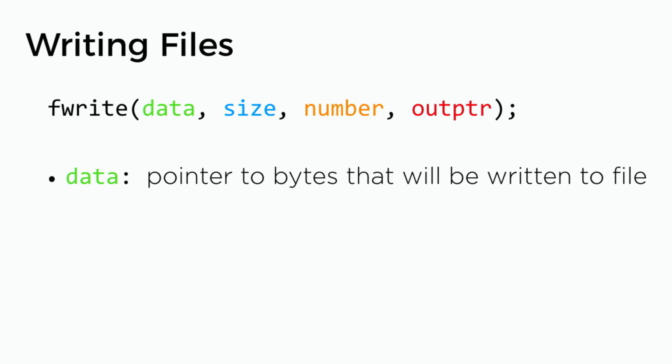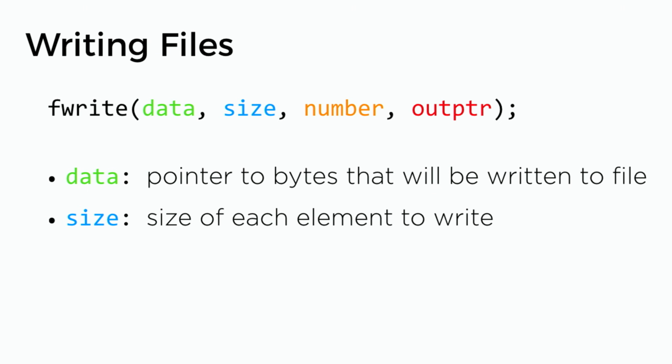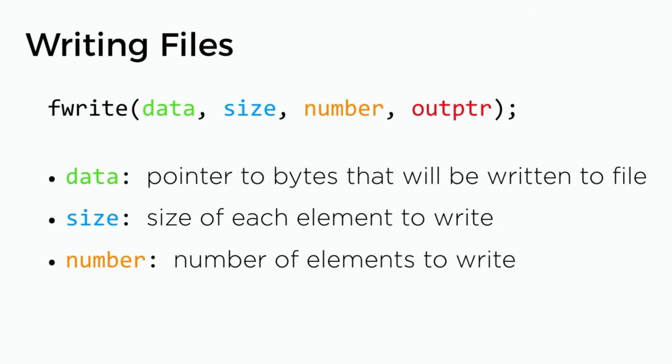write to the file. Next, you need to tell fwrite how big the elements that you're going to write are. So the second parameter, size, represents the number of bytes in each element that you're going to write to the file. Next is number, the number of elements that you're going to write to the file. And finally, outPointer is the file pointer that you actually want to write the data to, likely the JPEG that you've just opened for the purpose of writing to it.